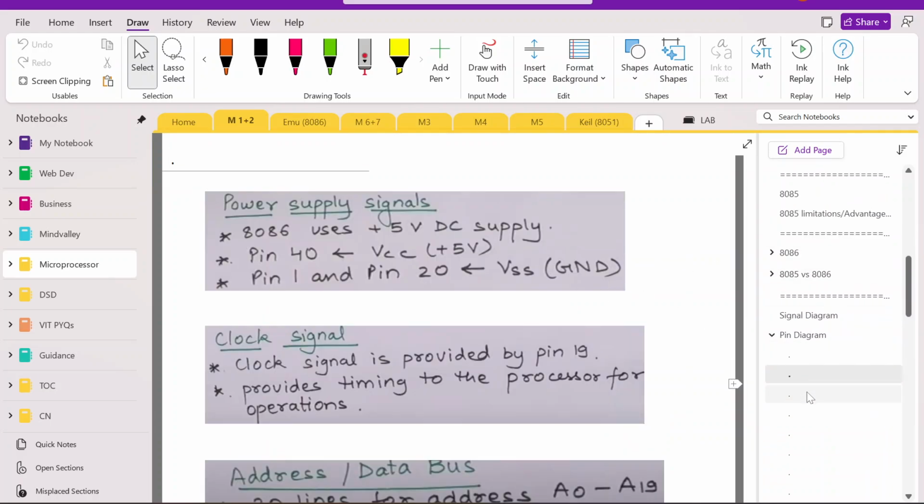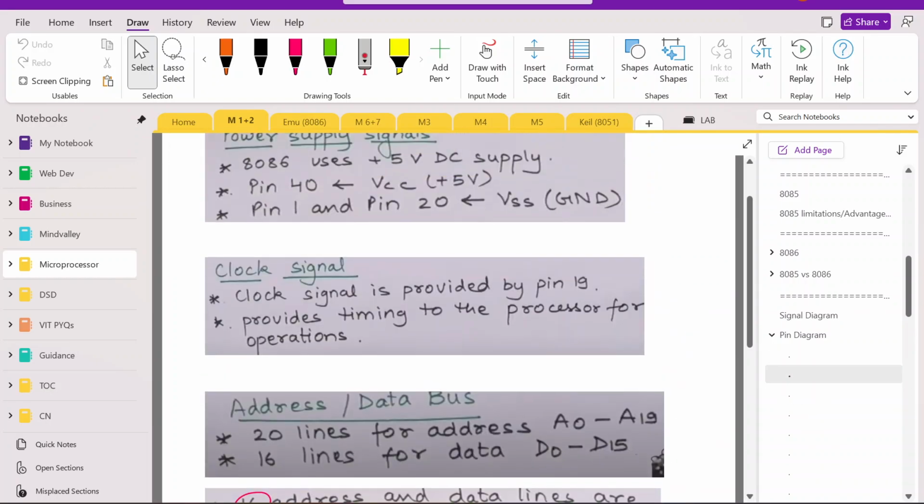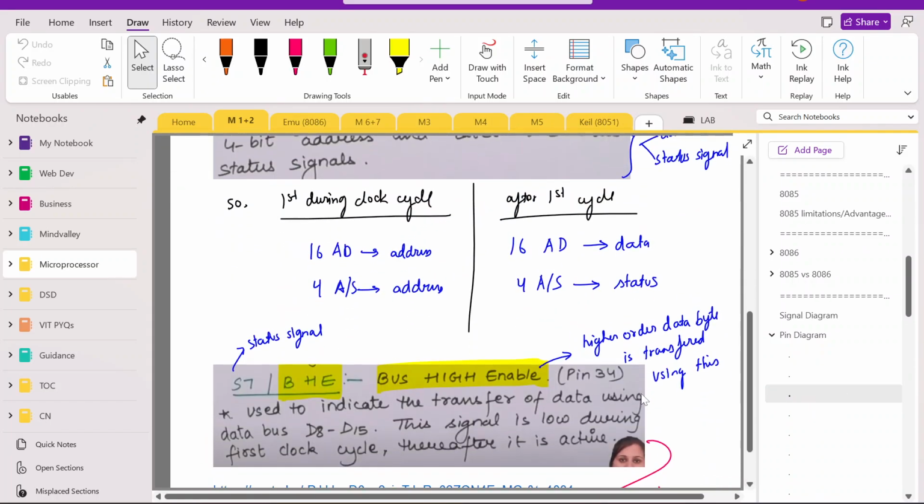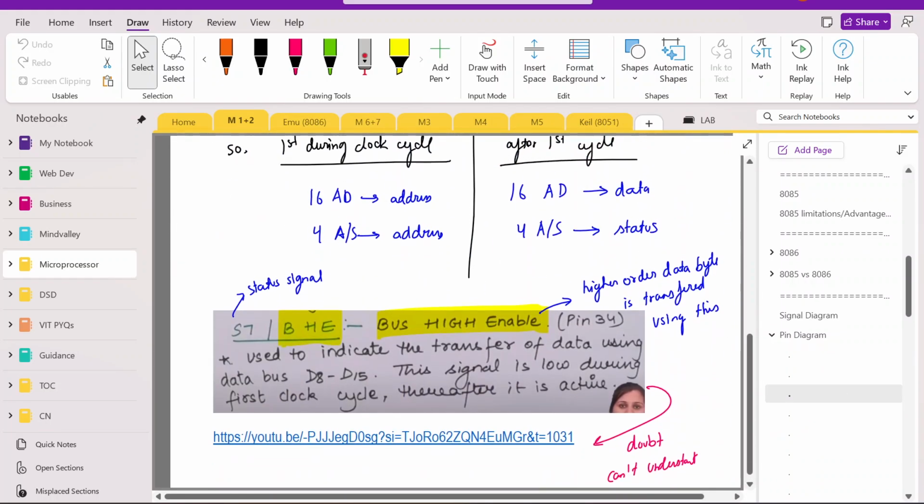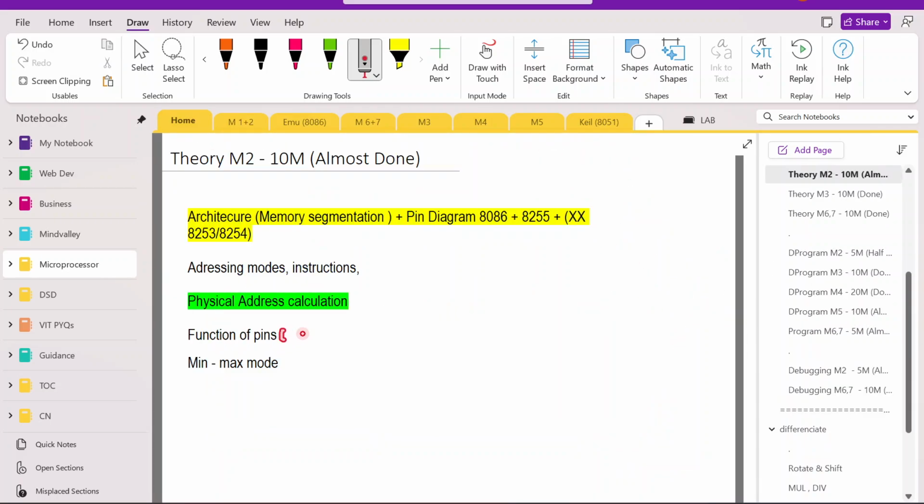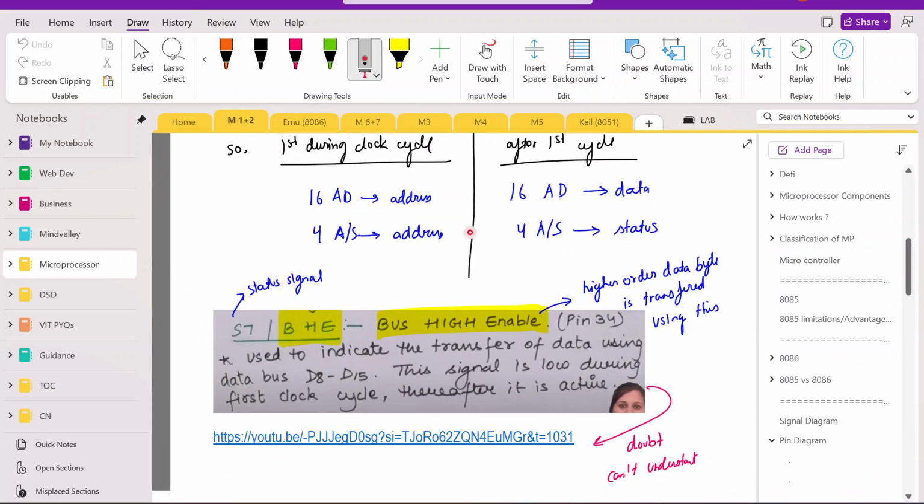So let's navigate. These are the pins which you need to know, and these are the basic terminologies which you studied in module 1, like the clock signal. Like our computer has a clock, a processor also has an inbuilt clock. These are the full forms, as I said. In CAT 1 it was asked what is the full form of BHE and its function, so you have to write the full form and its function. This is how this question will be answered.